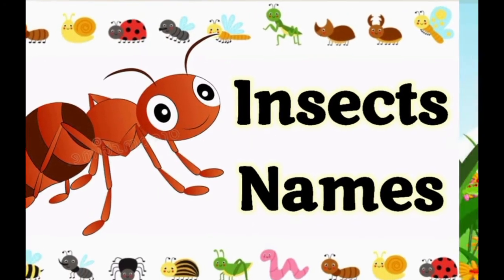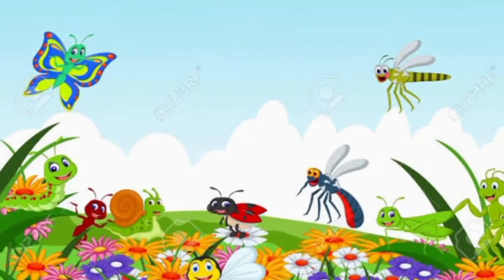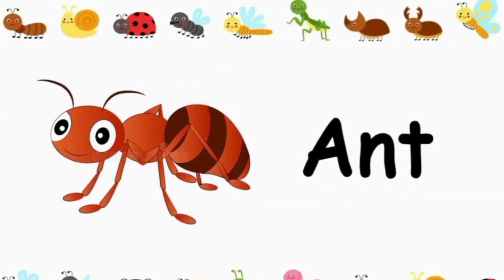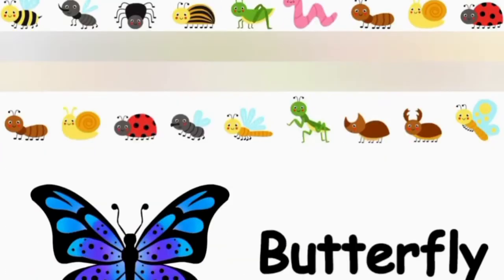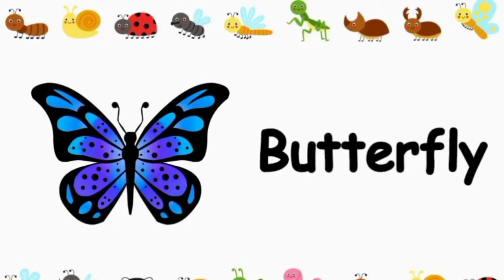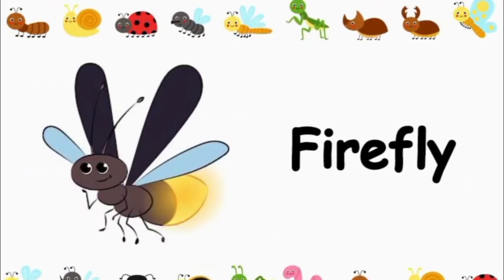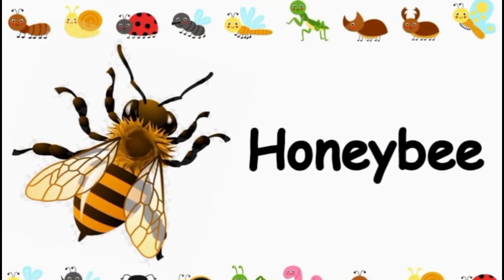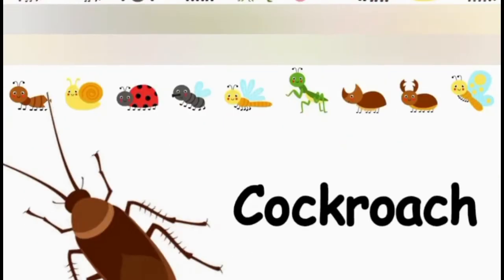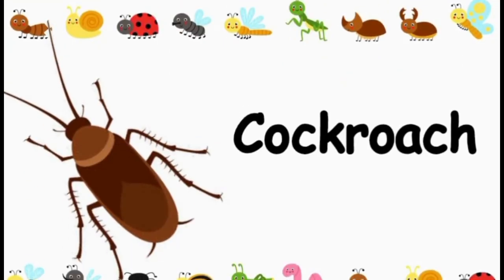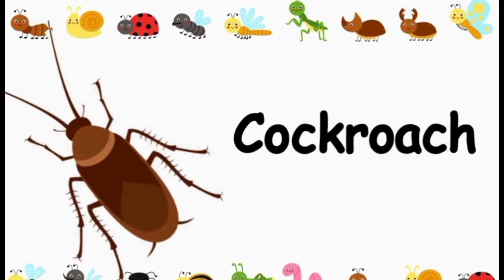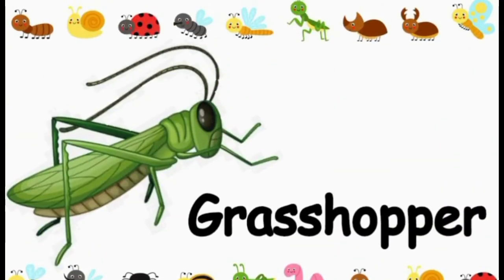Insects name. Now there are many insects. So let's see their names. Ant. Butterfly. Firefly. Honey bee. Cockroach. It's grasshopper.